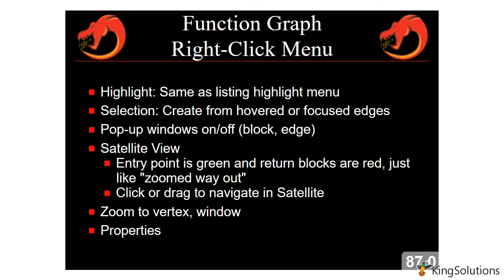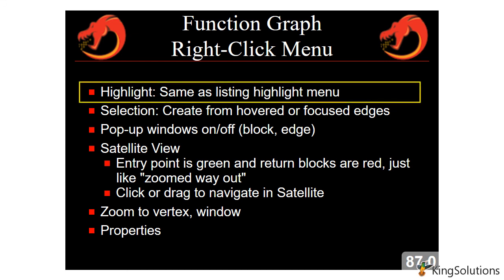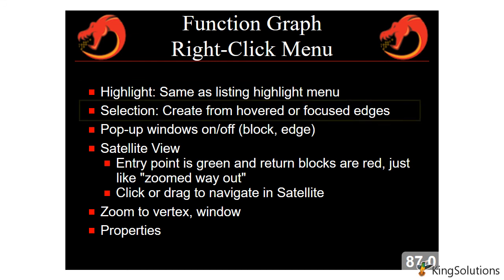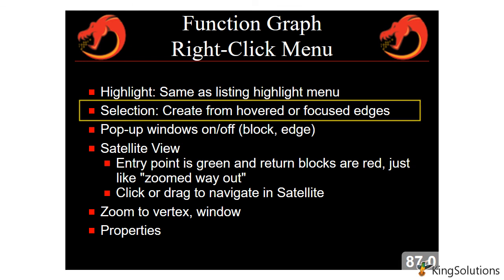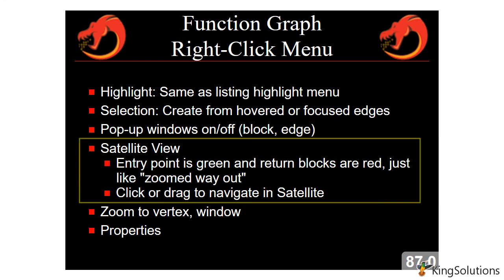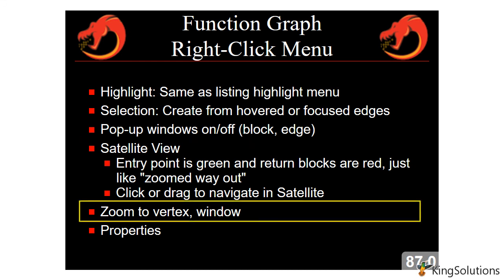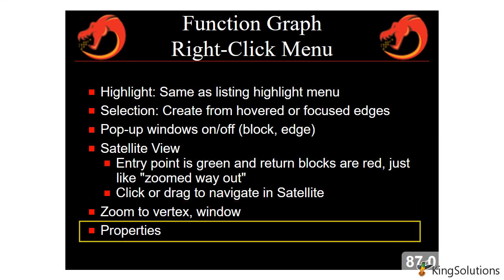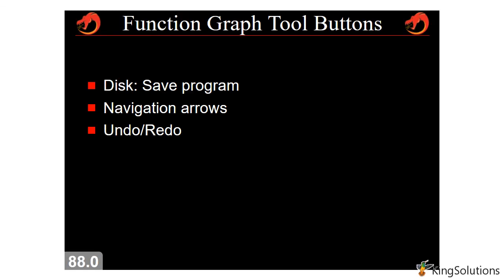Function graph. Right-click menu. Highlight, same as listing highlight menu. Selection, create from hovered or focused edges. Pop-up windows on and off, block, edge. Satellite view. Entry point is green and return blocks are red, just like zoomed way out. Click or drag to navigate in satellite. Zoom to vertex, window. Properties. Function graph. Tool buttons. Disk, save program. Navigation arrows. Undo and redo.